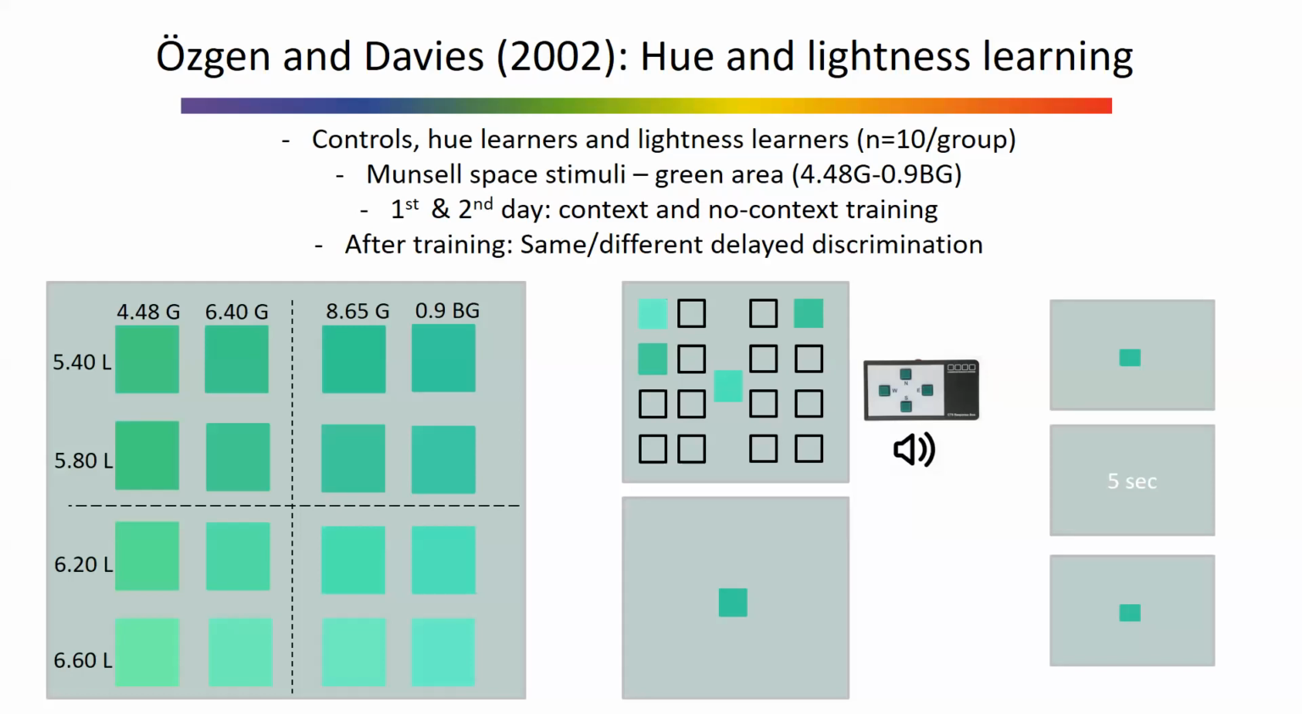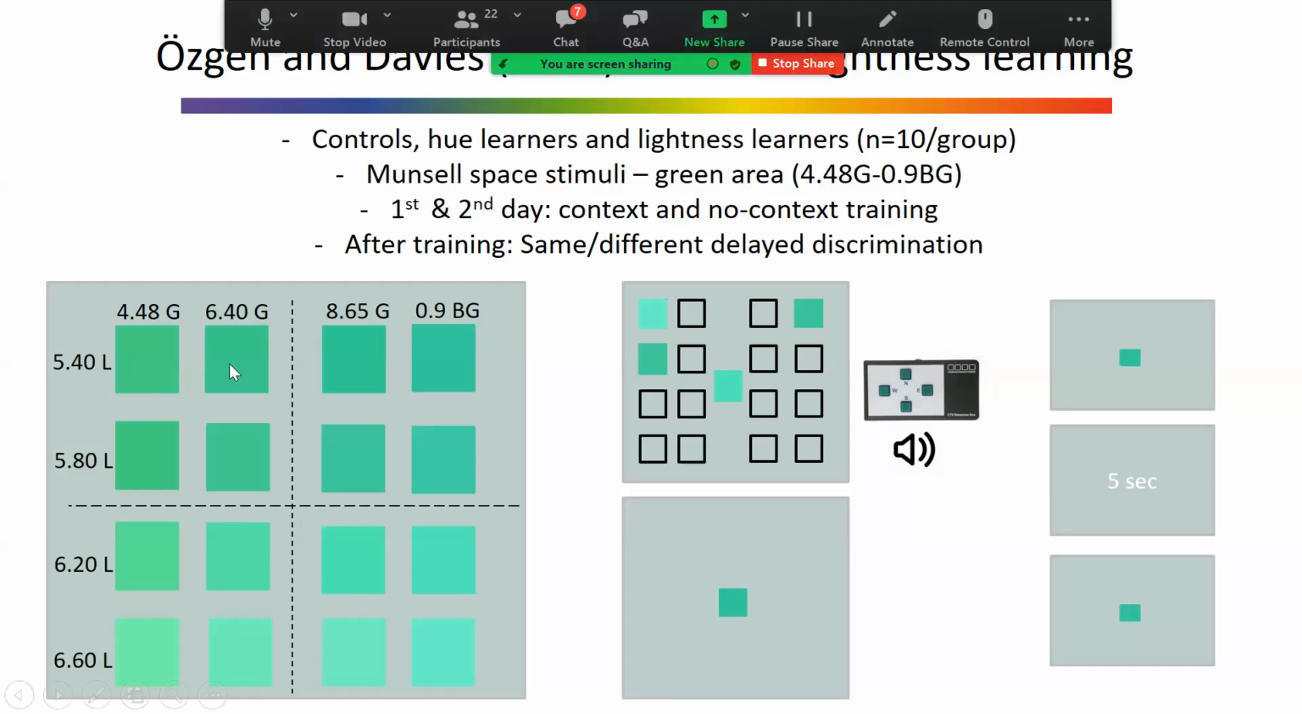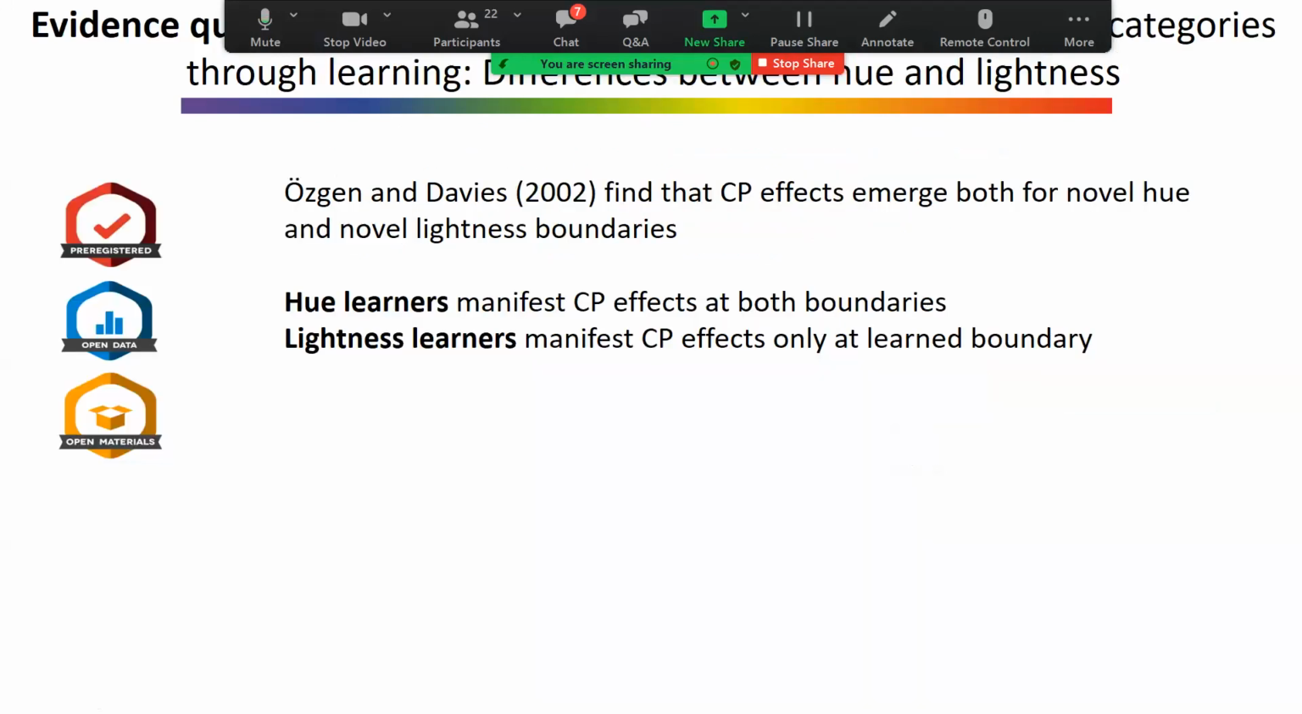So for example, for hue discriminations, maybe this color versus this color would be a within category discrimination, or this color versus this color would cross the boundary. So you can see a pretty interesting design for testing this sort of prediction.